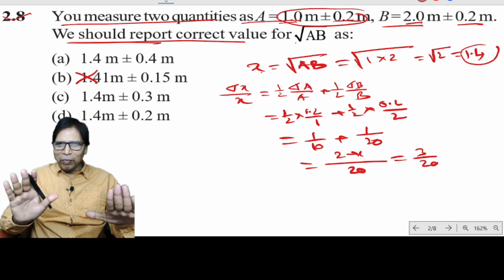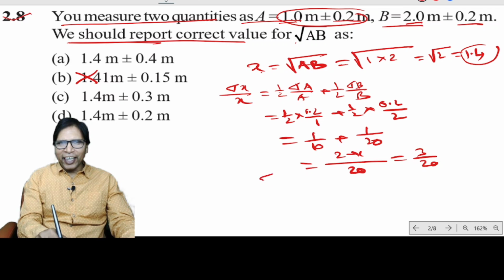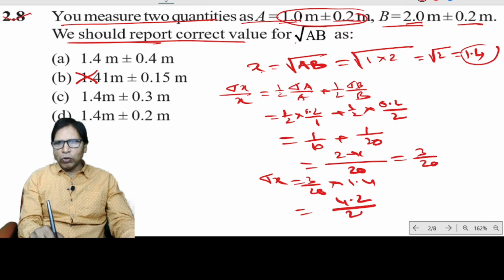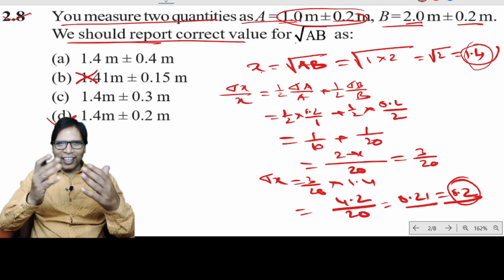Okay, no problem. Now we have to calculate delta x. Here delta x equals 3 by 20 into x. What is x? x is 1.4. So this is 4.2 by 20, which is 0.21. 0.21 means 0.2 because it has one decimal place, so the error also has one decimal place. Option D is correct.